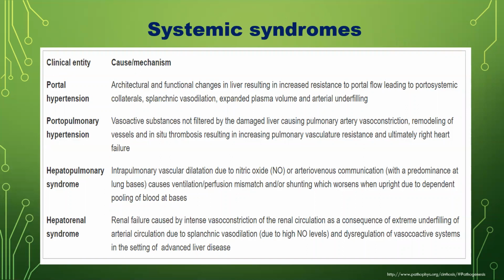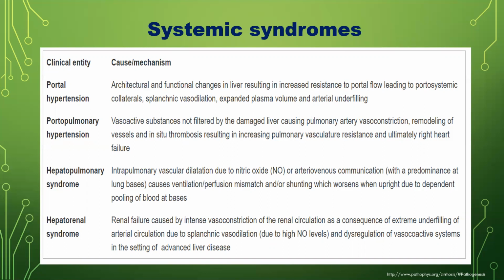The systemic syndromes that can be seen in patients with cirrhosis of the liver are presented on the slide, and there are four main ones. The first one is portal hypertension, in which architectural and functional changes in the liver result in increased resistance to portal flow, leading to portosystemic collaterals, splanchnic vasodilation, expanded plasma volume, and arterial underfilling.